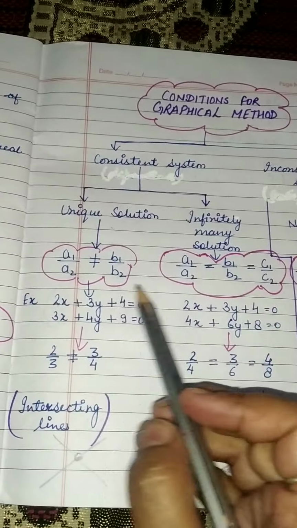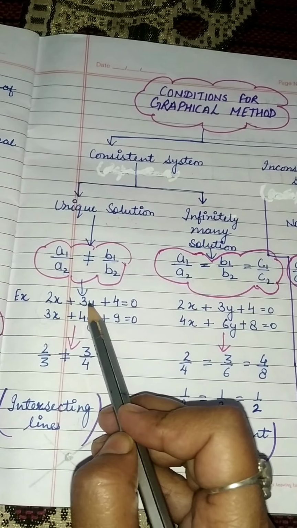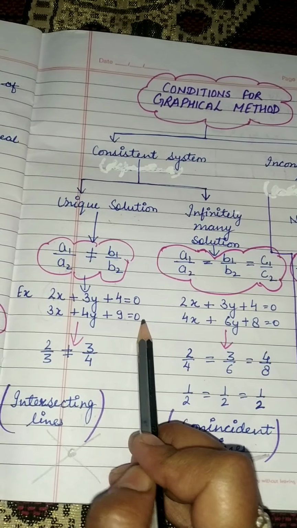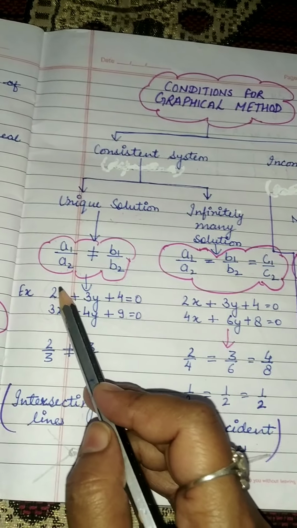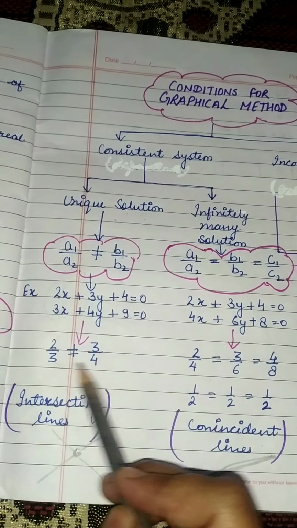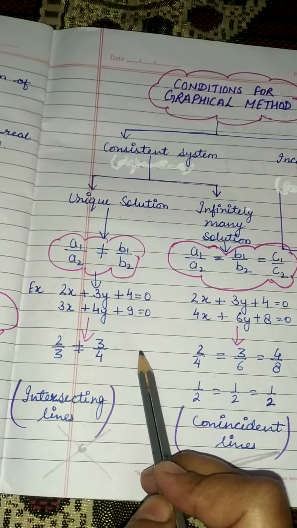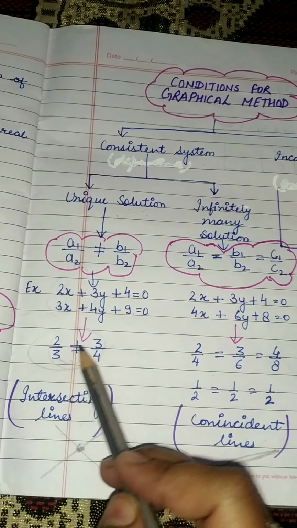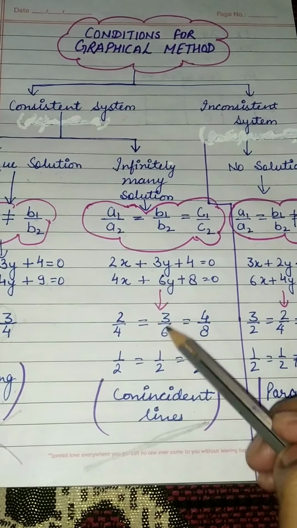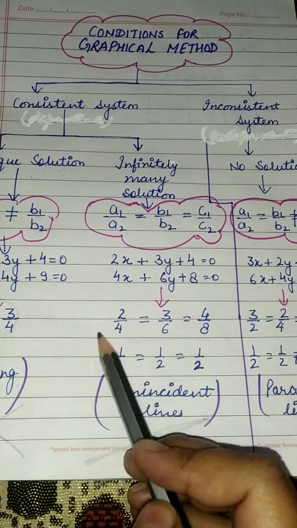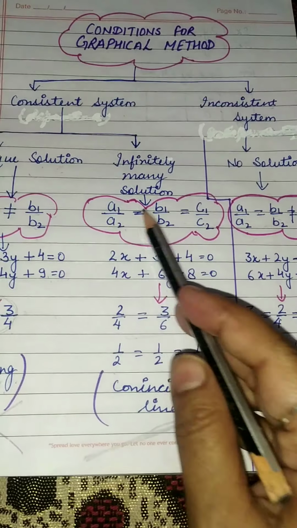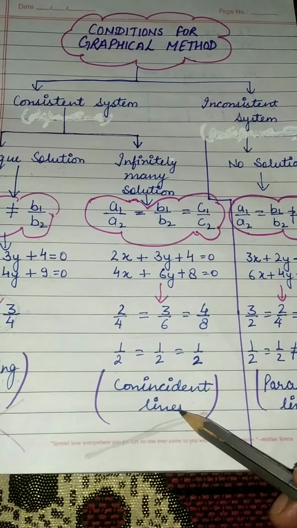Let us take the examples. First, for unique solution: 2x plus 3y plus 4 is equal to 0 and 3x plus 4y plus 9 is equal to 0. First of all, check the ratios. a1 upon a2 is 2 upon 3. b1 upon b2 is 3 upon 4. Both are not equal. Now there is no need to check further. If these two are not equal, it means the lines are intersecting. Next, infinitely many solutions. Again we find the ratios. All ratios are equal. We simplify them: 1 by 2 is equal to 1 by 2 is equal to 1 by 2. It means it has infinitely many solutions and the lines are coincident.